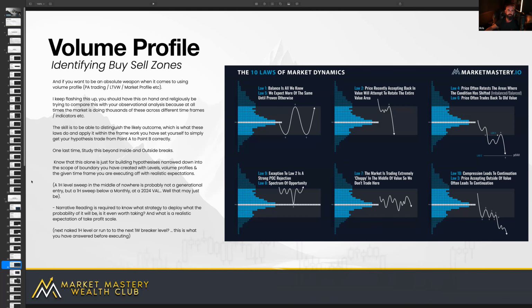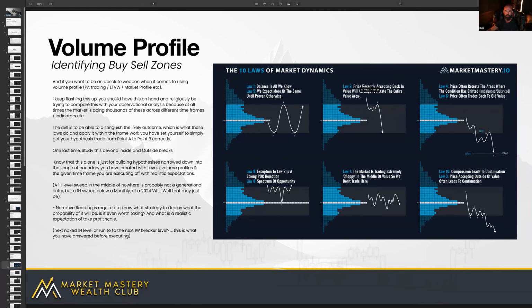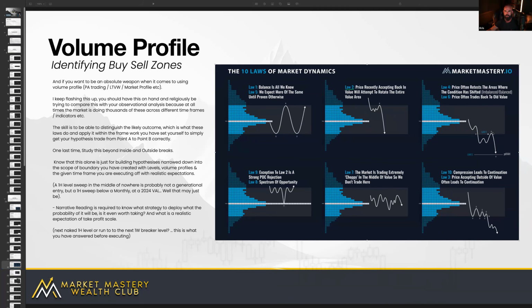So one last time, study this beyond inside and outside breaks, okay? Inside and outside breaks is pretty much just law 2 and law 4, okay? This is the simple stuff to learn. Is this law here and this law here, okay? Coming outside of a PA range or something, moving off, or inside of one and moving across, okay?